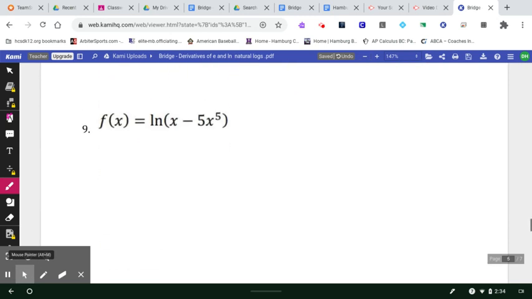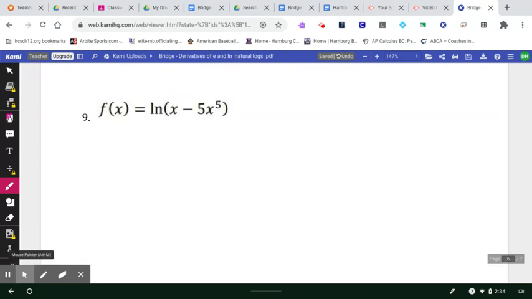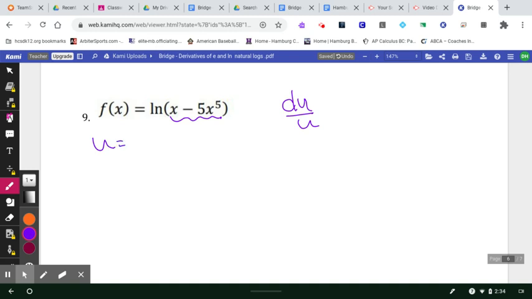We'll try the next one. Same idea. Every time I see ln, just remember du over u. So my u is whoever's inside those parentheses, my inner function. So I have x minus 5x to the fifth. Du means to take its derivative. X is linear, so its derivative is 1. Minus, there's my power rule. That's 25x to the fourth. And now you just write it correctly.